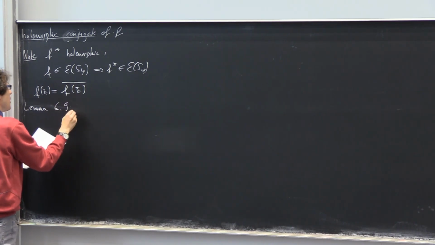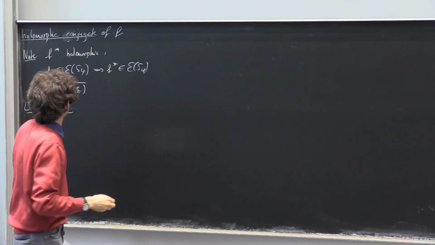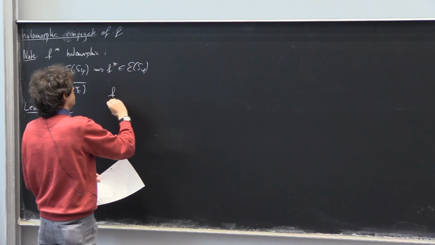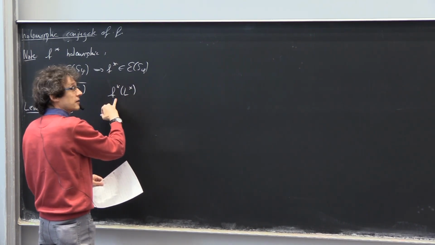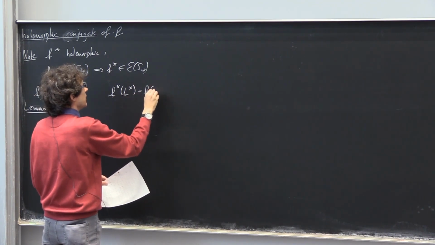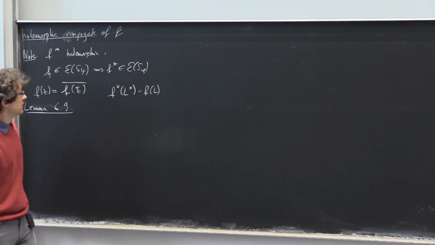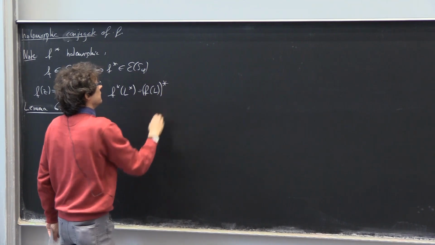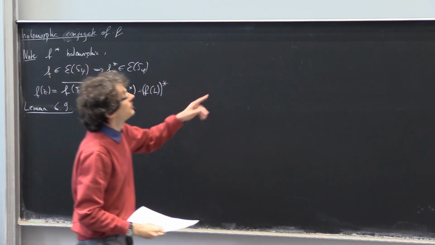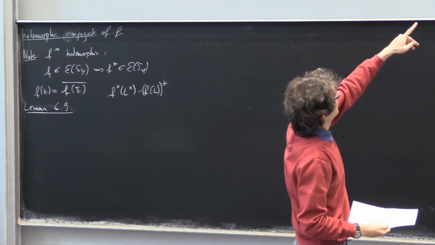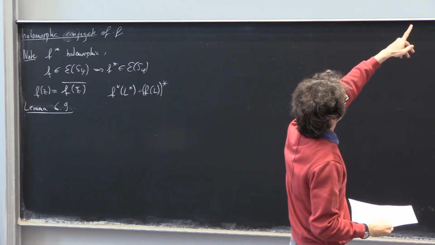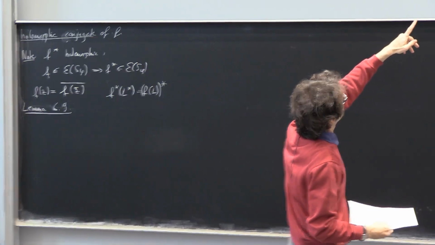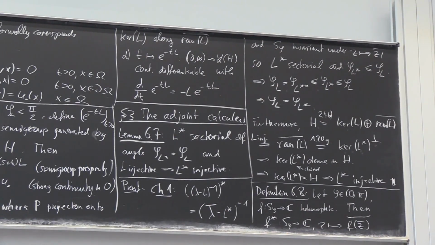And the aim of what is coming now is to show that if you plug in L star in the functional calculus of f star, you end up with f of L star. So this is exactly what we have up there for the resolvent. If you plug in L star into f star, then you get the same as if you plug in L into f and then do the adjoint.